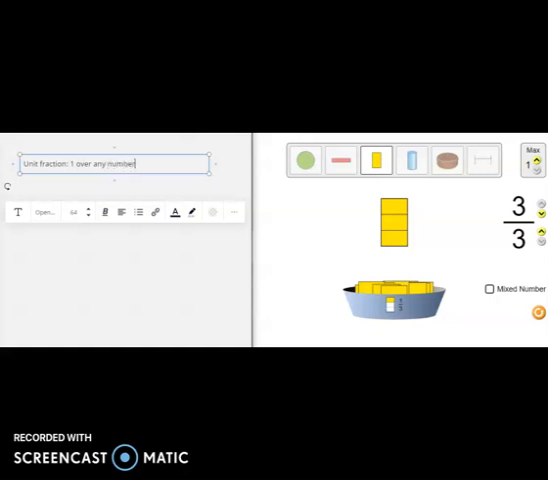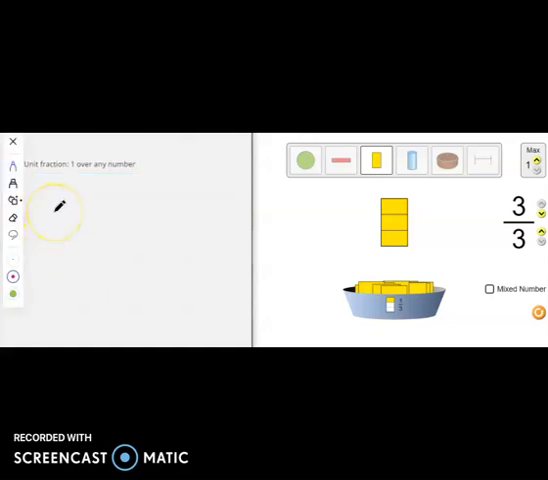Okay. So now I can say 3 over 3 equals, I will represent it in unit fractions. How many parts is it? 3. The denominator doesn't change. The denominator stays the same.